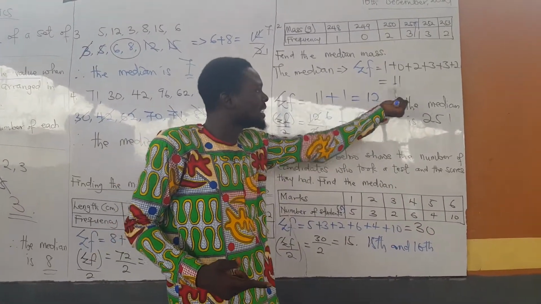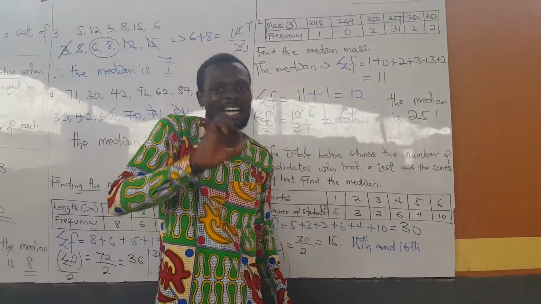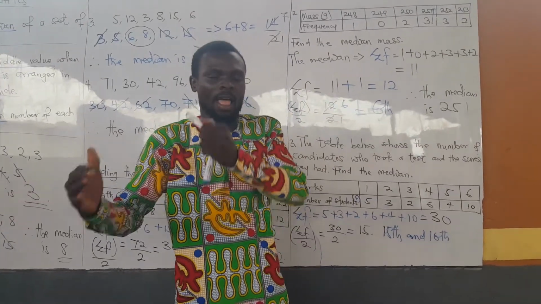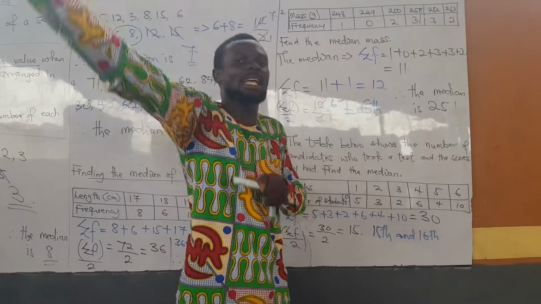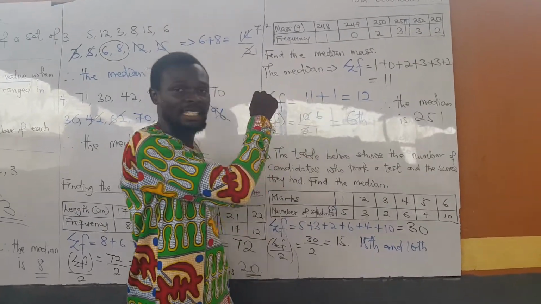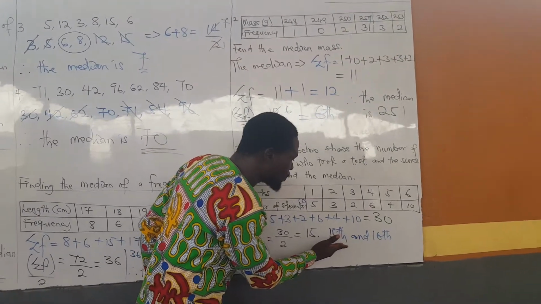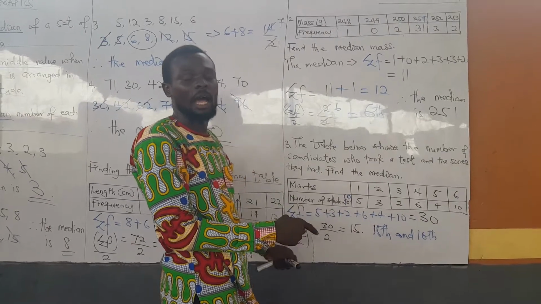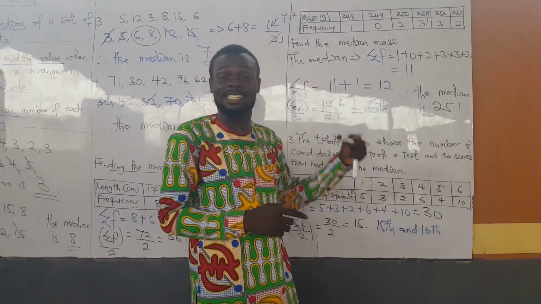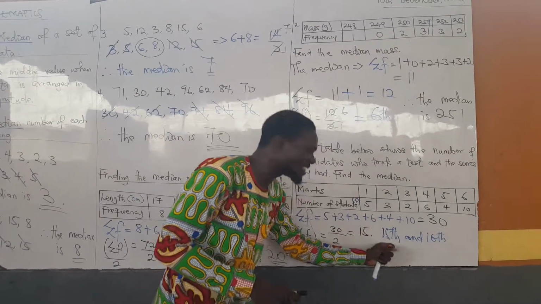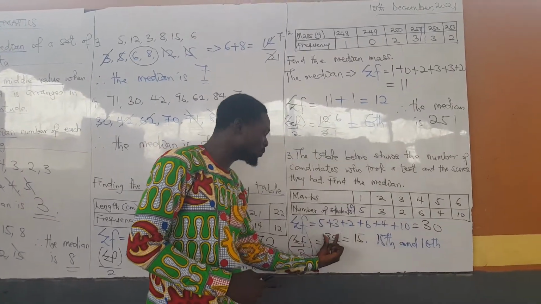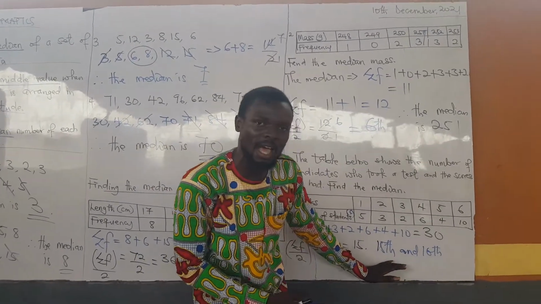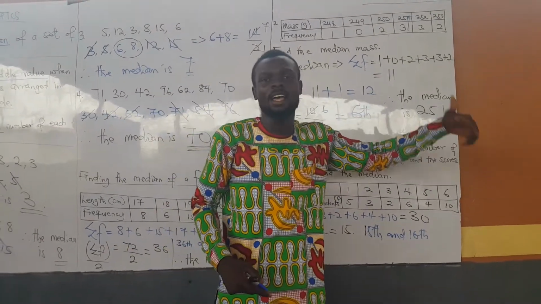But when you come to this one, the sigma F was an odd number, so we added 1, giving us an even number. After striking, we did not look for the next item because of the 1 we added there. So we are going to look for the 15th and the 16th item. So because we divided the 30 by 2, we had 15. So you find the 15th item and the 16th item.